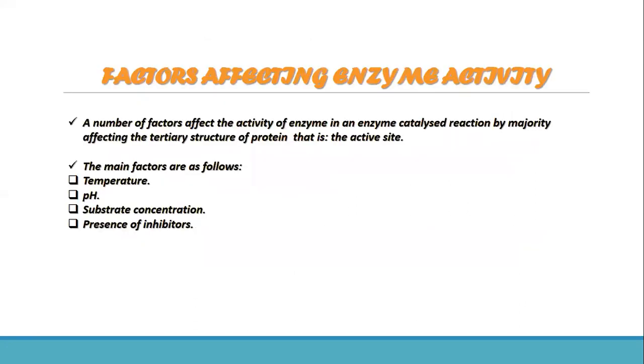Factors affecting enzyme activity. A number of factors affect the activity of an enzyme in an enzyme-catalyzed reaction, by majorly affecting the tertiary structure of the enzyme, that is, the active site. The main factors are as follows: temperature, pH, substrate concentration, and presence of inhibitors. Effect of temperature on enzyme.